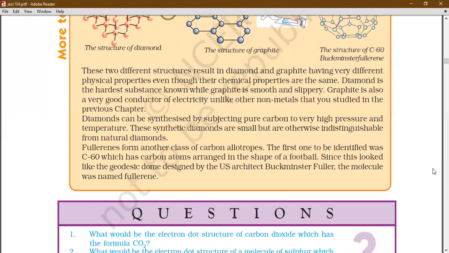Diamonds can be synthesized by subjecting pure carbon to very high pressure and temperature. These synthetic diamonds are small but are otherwise indistinguishable from natural diamonds. Fullerenes form another class of carbon allotropes. The first one to be identified was C60, which has carbon atoms arranged in the shape of a football. Since this looked like the geodesic dome designed by the US architect Buckminster Fuller, the molecule was named fullerene.